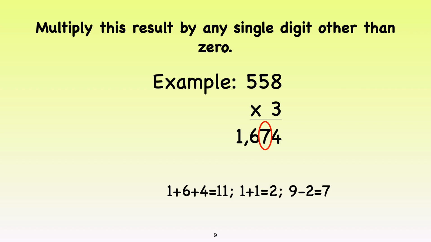As long as the student followed the rules and did not choose a 0, the missing digit is predictable. With 1674, let's say the student chose 7 and circled it. So add up 1 plus 6 plus 4, you get 11. The digits of 11 are 1 and 1, which adds to 2. Therefore, 9 take away 2 is 7. That's all for now.